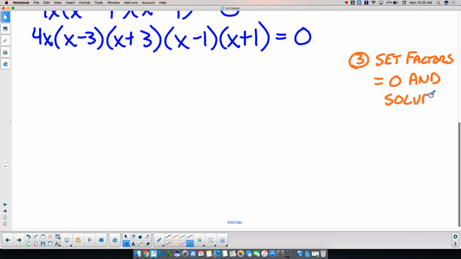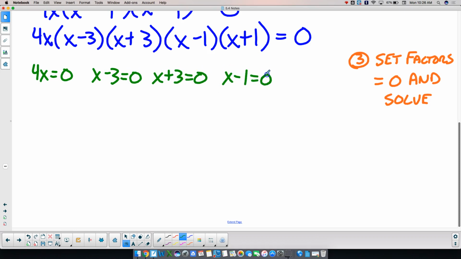So now that I've factored it completely, I'm going to set my factors equal to 0, and I'm going to solve it. So my first factor is 4x. I set that equal to 0. X minus 3 equals 0. X plus 3 equals 0. X minus 1 equals 0. X plus 1 equals 0.